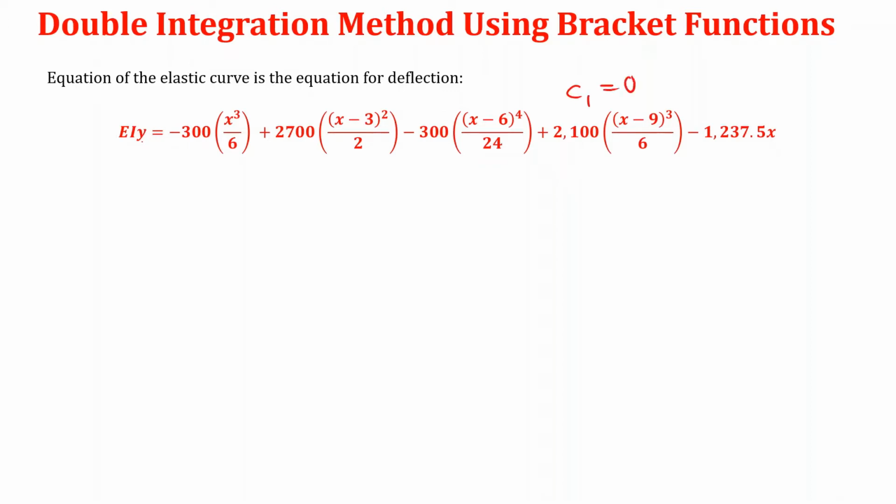C1 is 0, so C2... Ay, C2 is the 0. C2 is 0. So, this is C1. So, the last term is C1, because C2 is 0. Okay. So, this is the final equation for EIY.